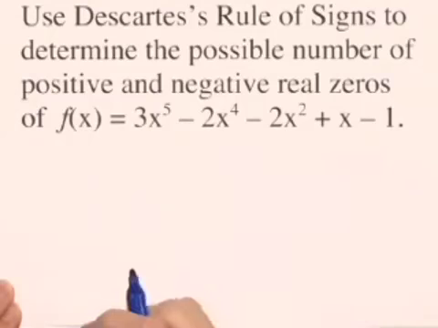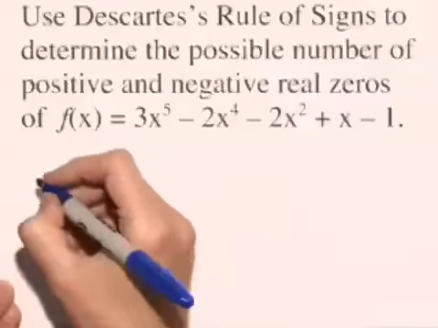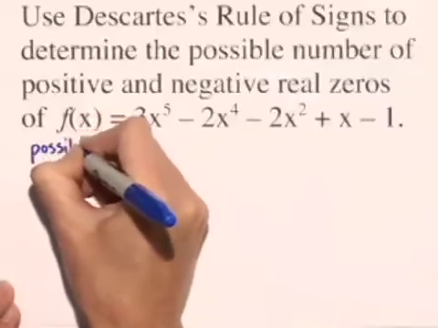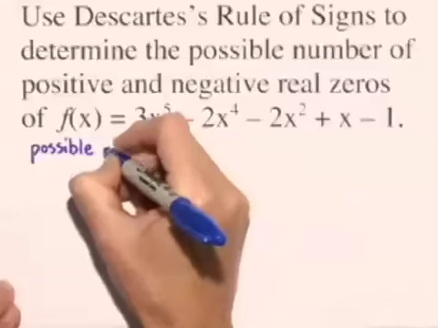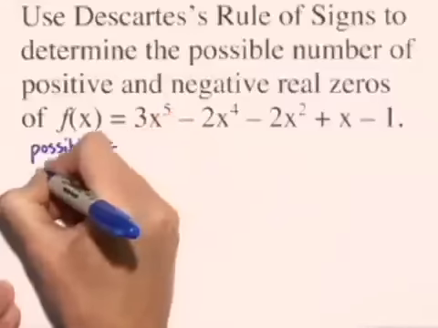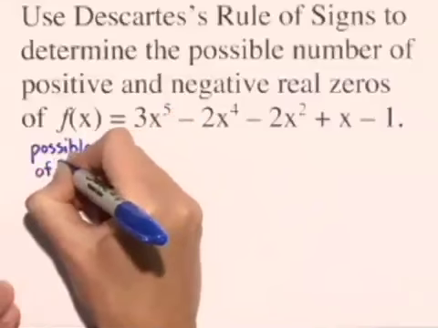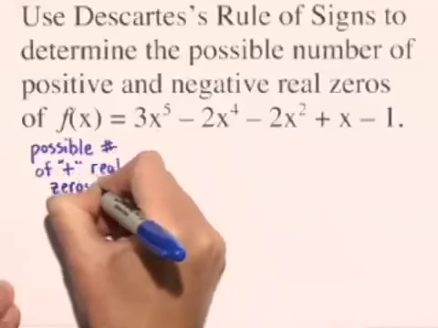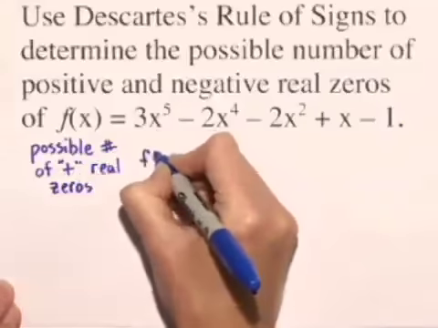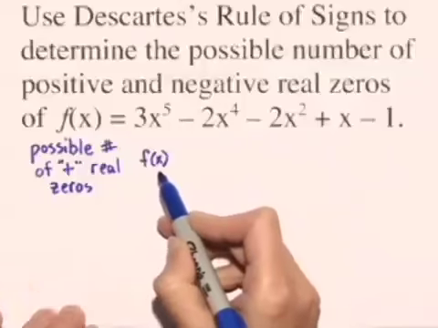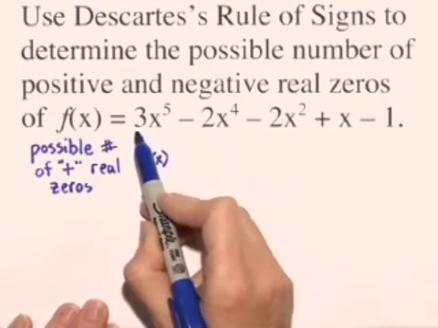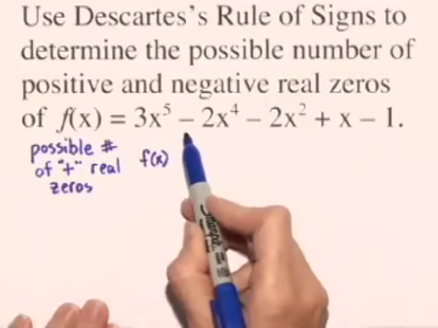Let's first look at the possible number of positive real zeros. We just look at our function f of x, and we really look at how many sign changes we have. So notice it starts off positive, and it changes to a negative at the second term. So that's one sign change.